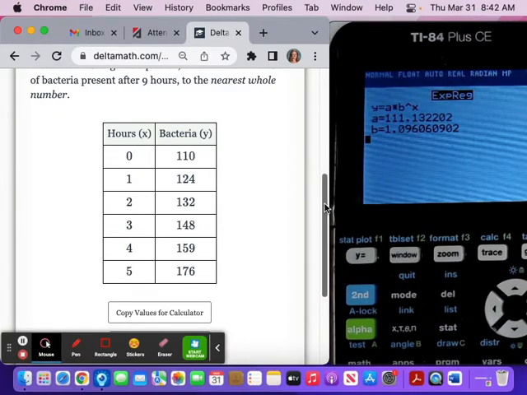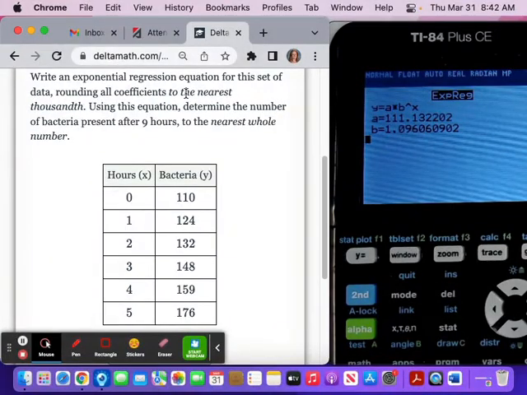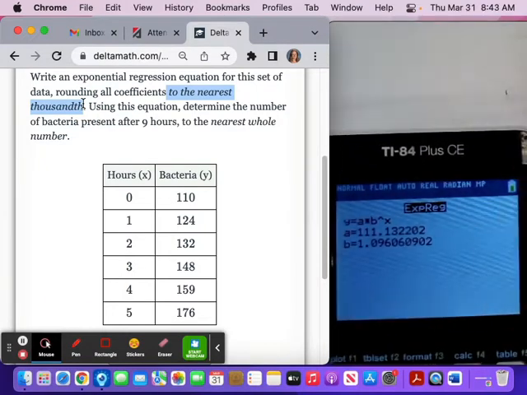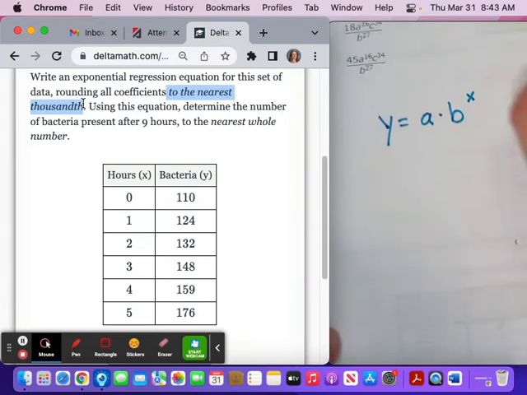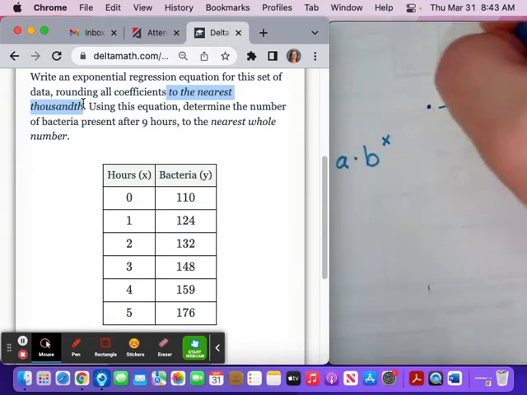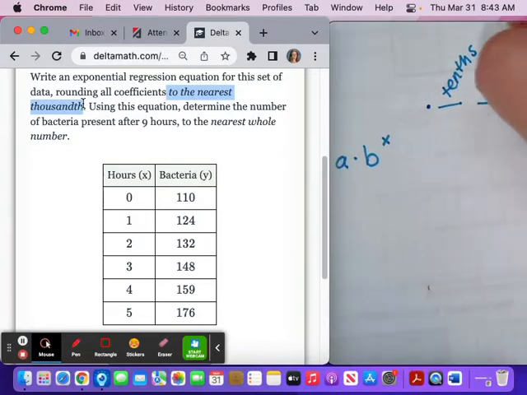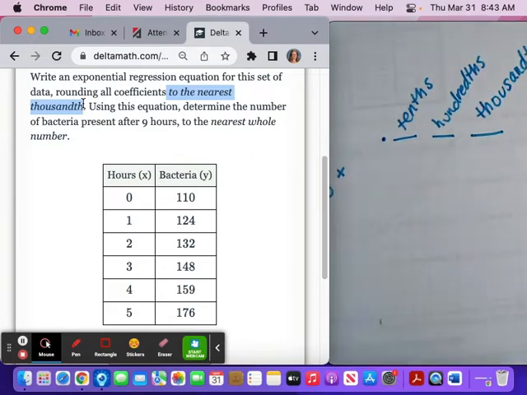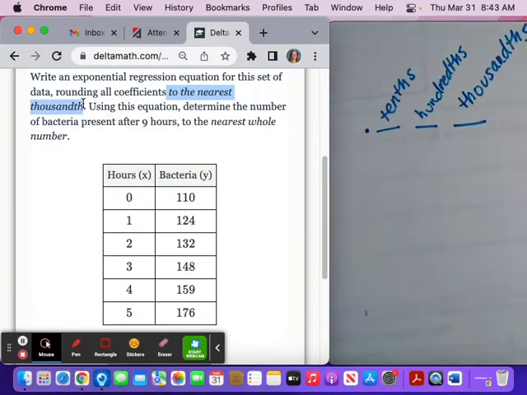And let's look back and see, how are we supposed to round this? It says round to the nearest thousandth. So remember our place value? Place value, the decimal. Then you have tenths, hundredths, and then thousandths. And everything in front of it is like ones, tens, hundreds, thousands.